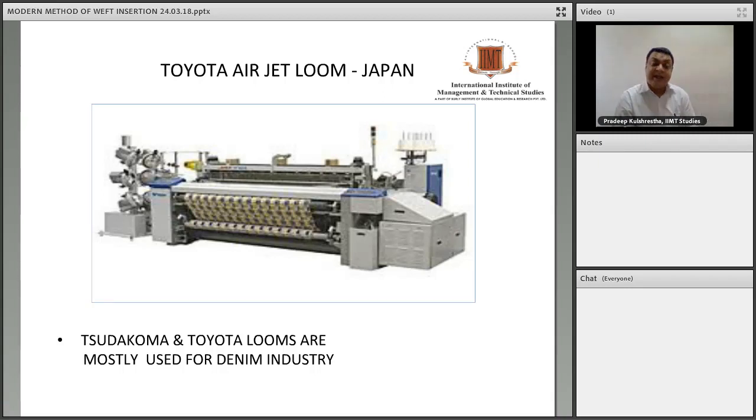Now Toyota AI2 is the air evergreen machine. Toyota 710 and Toyota 810. These are easier machines, and any people can adopt the technology.